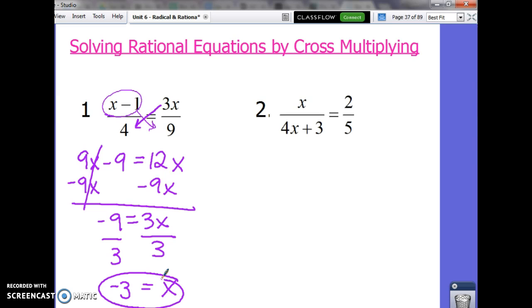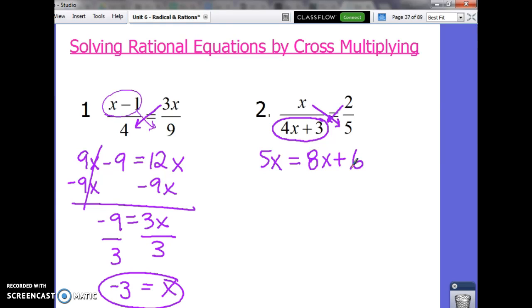Okay? So for the next example, again, we've got a fraction equal to another fraction. So whenever you have two fractions equal to each other, that is when you can cross multiply. So when you go this way, x times 5 is just 5x equals, and then when you go the other way, you just have to make sure you're multiplying that 2 by everything in that denominator. All right? So 2 times 4x is 8x plus 2 times 3 is 6.